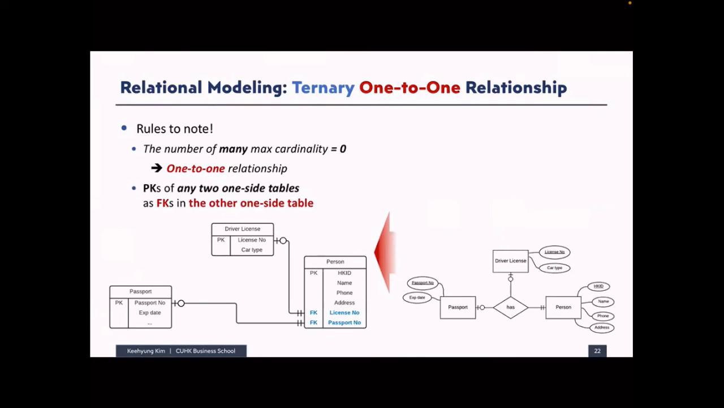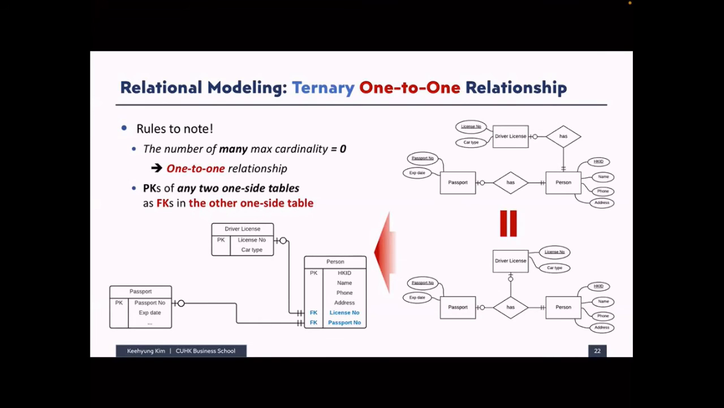In this case, there are actually multiple options. I put the primary keys of driver license and passport into the person table, but you can also put the primary key of a person, which is Hong Kong ID, into passport or driver license. That design also works because it's a one-to-one relationship. In a one-to-one relationship, you can put the primary key of any table into another table to make the foreign key. So again, this design will be the same as this. A ternary one-to-one relationship will be exactly the same as having multiple one-to-one binary relationships.